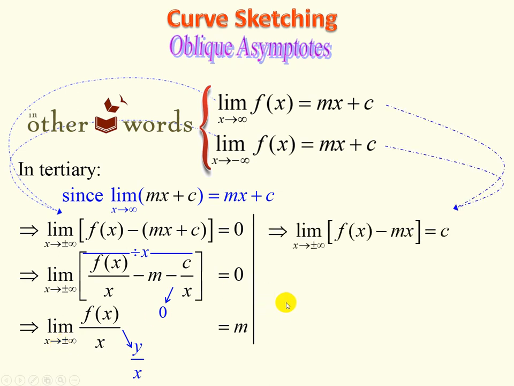Then if we go back and we say, well, f of x minus mx is equal to c. Take f of x and subtract mx, we get c. And this tells us that there's the c value, the limit as x tends to plus or minus infinity of f of x minus mx, since mx plus c minus mx equals c. Now remember, this is tertiary. So that's just an explanation. If you understand it, that's good, but you don't have to remember it.